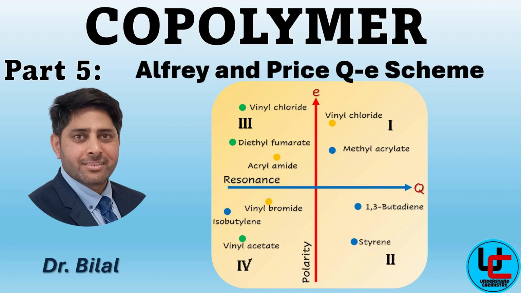Today, we will explore the QE scheme developed by Alfrey and Price in 1947. But before we get into how it works, we need to understand the problem it solved. Let's start with something you already know: reactivity ratios R1 and R2. They tell us how two monomers will copolymerize, but they are pair specific.